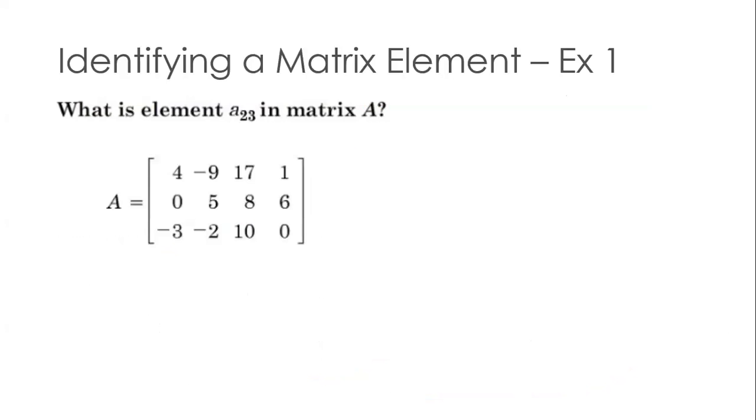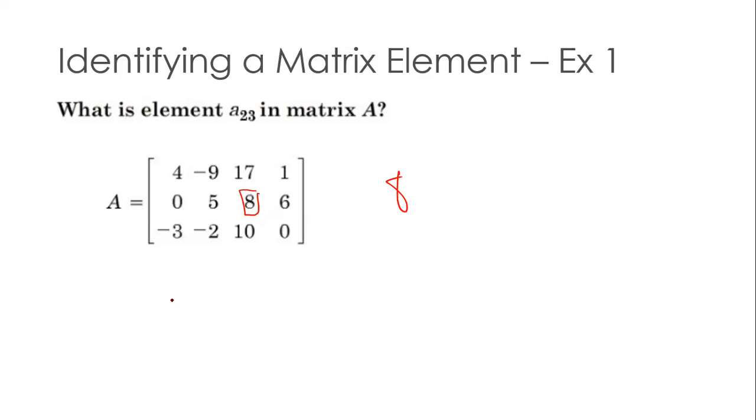Now, identifying a matrix element. To identify a matrix element, you're reading the subscript. The subscript tells you the row and the column that you're going to find the element in. So I'm looking for element A in row 2, column 3. I'm going to go to matrix A, go to row 2, column 3, and what do I find? 8. That's how you read a matrix. So that would be 8.